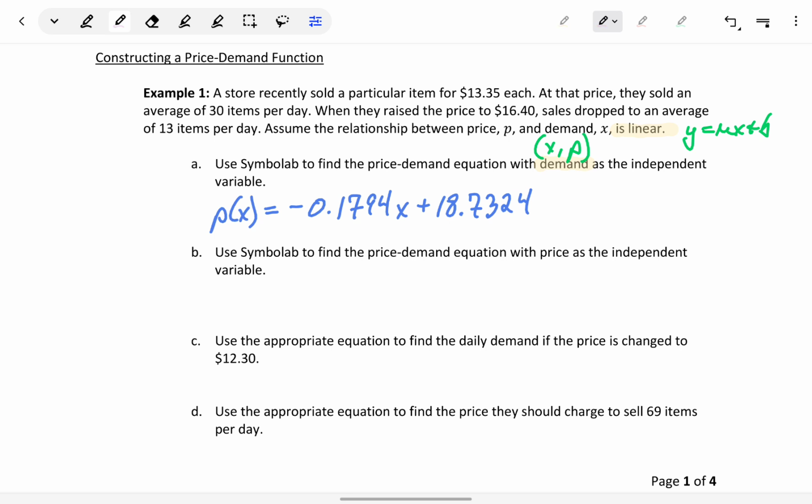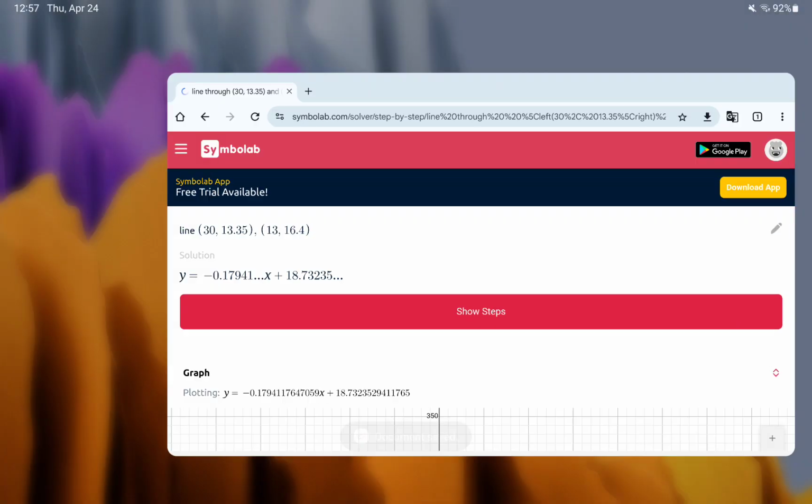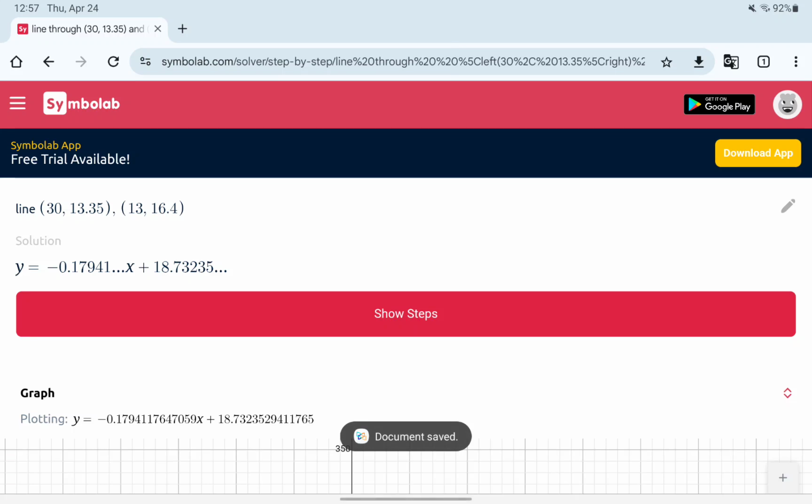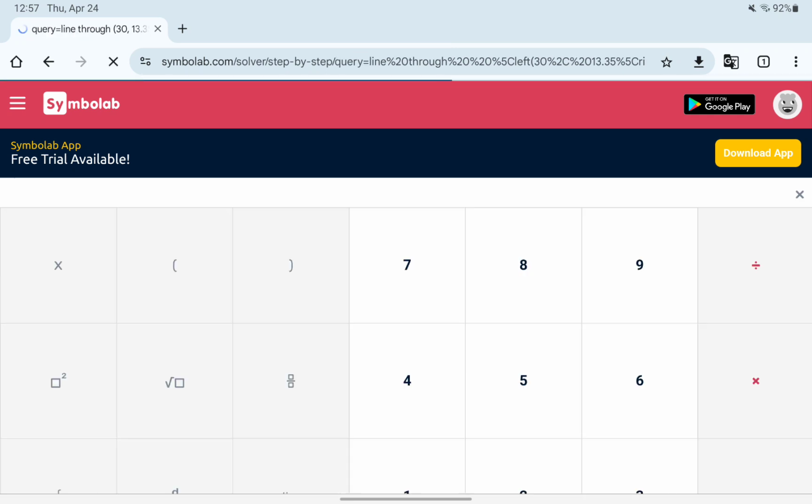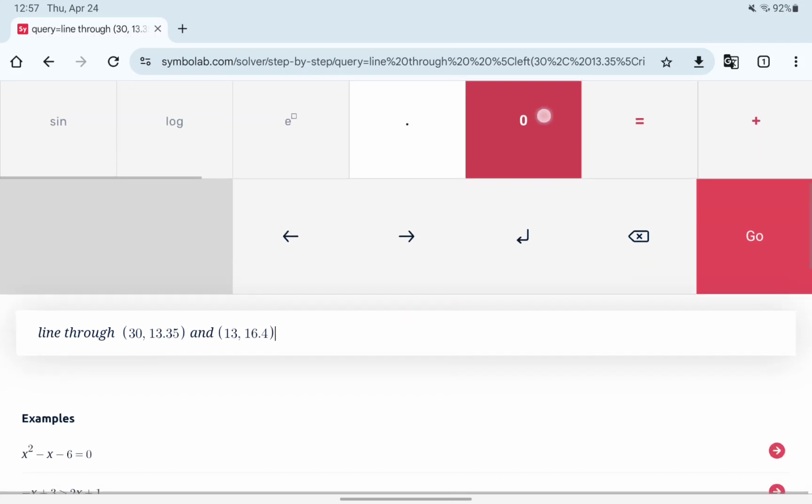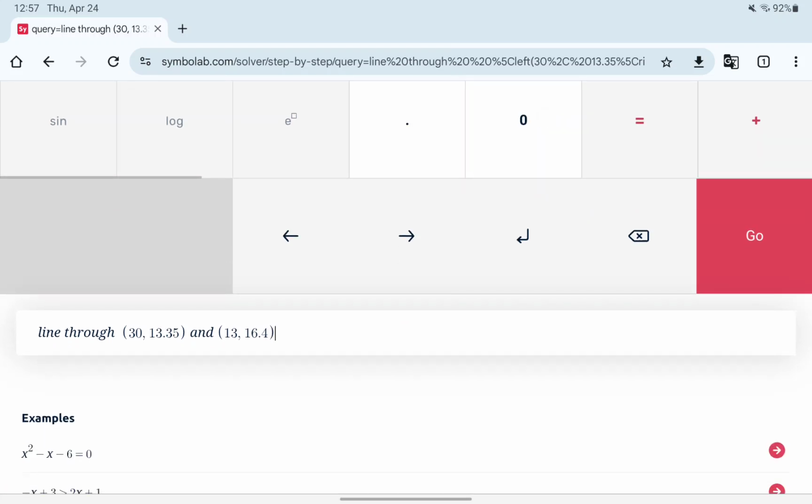Now in part B, we want to do the same thing, but with price as the independent variable. What changes here is the order of our coordinate pairs. Now those will be in the form p comma x. In order to edit what we've got going on, depending on the type of technology you're using, there's different ways. You can click back on that entry box. Since I'm on a tablet, I click this little pencil, and then I get back to an editable field.